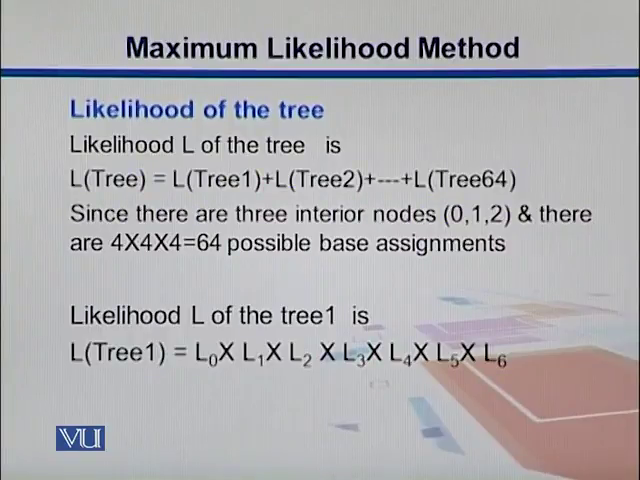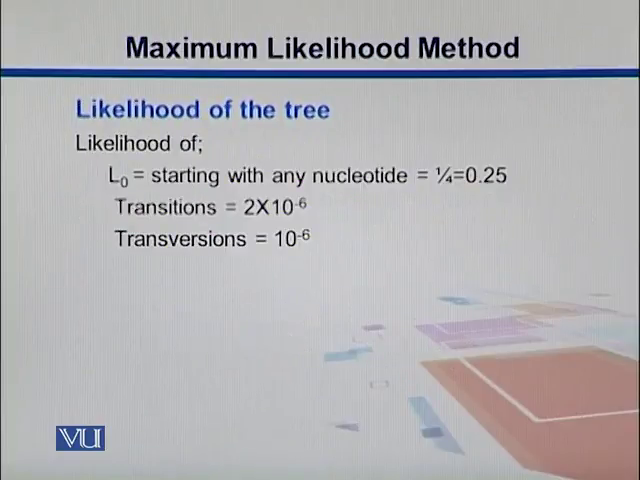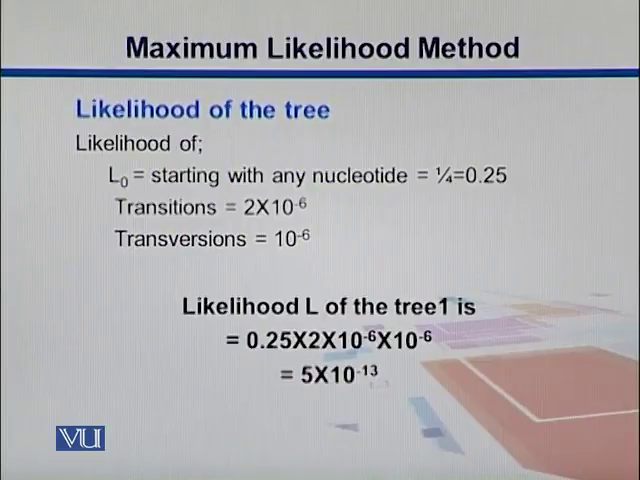We can take their product, or we can use a log scale. In that case, if we take the log values, we need to add up these numbers. L0 is the likelihood of starting with any nucleotide, so we can start with any one of A, T, G or C. So it is 1 by 4, 0.25. The likelihood for transitions is 2 times 10 to the power minus 6, whereas for transversions it is 10 to the power minus 6. Using these numbers, we can calculate the likelihoods of any tree, from tree 1 up to tree 64, and either we take their logs and add them, or we simply multiply them. In that case, we can come up with the overall likelihood of the whole tree.